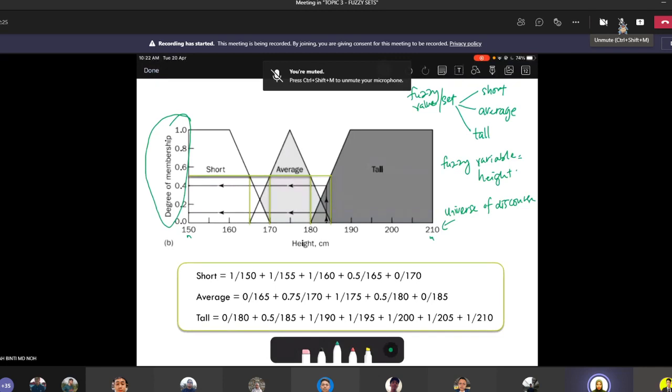Clear? So you kena faham baca graf tu dulu. Bila dah faham baca graf, baru you boleh come out dengan the sets. Okay, keluarkan set short katakan. So you tengok dekat set short ni. Identify short, mana dia punya graf? Short dekat sini. Okay, so you tahu universe of discourse yang intersect dengan short cuma daripada 150 to 170. Okay, so you pun tulislah elemen-elemen dia. You boleh keluarkan directly 150, 160, 170.